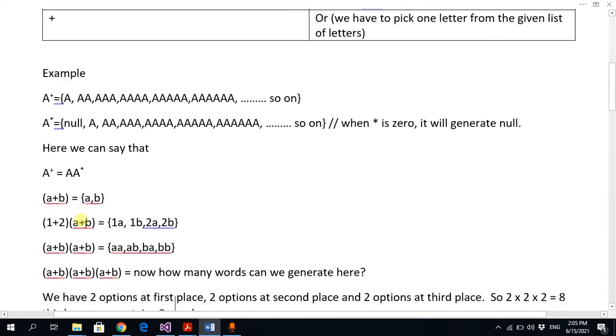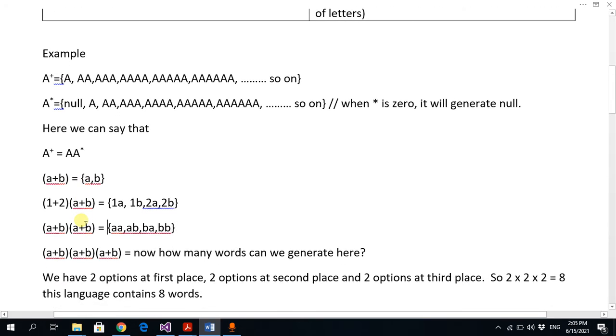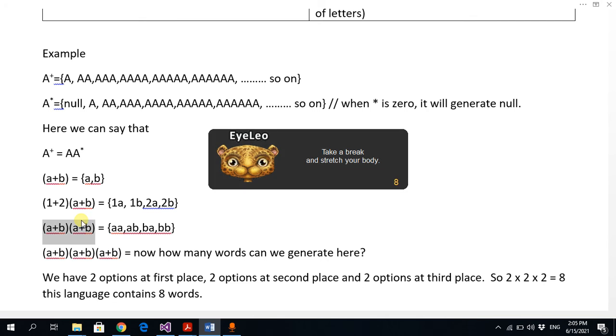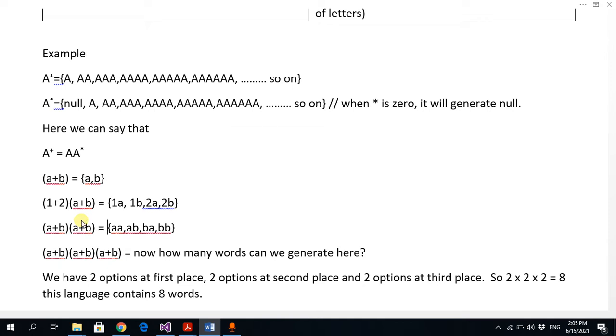And next we have another regular expression, just for the sake of understanding, (a+b)(a+b). So here you can pick either a or b from the first set and either a or b from the second set. So the total possible combinations become, we have these 4 possible combinations: AA, AB, BA, and BB.